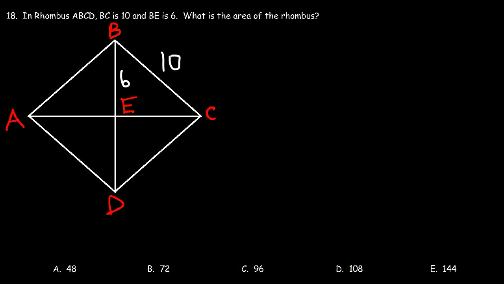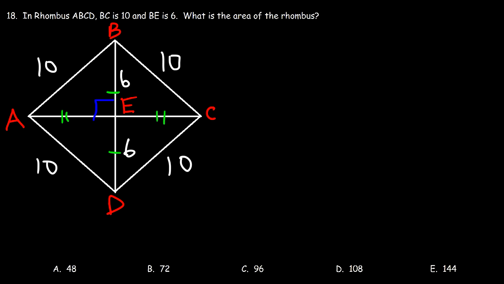It's important to know that the diagonals of a rhombus bisect each other at 90 degrees. So this is a 90-degree angle. The second thing is that all 4 sides of a rhombus are equal. So all of these are equal to 10. The next thing you need to know is that a rhombus bisects the diagonals. So what that means is that BE is congruent to ED and AE is congruent to EC. So E is the midpoint of BD and E is the midpoint of AC. So if BE is 6, ED is also 6.